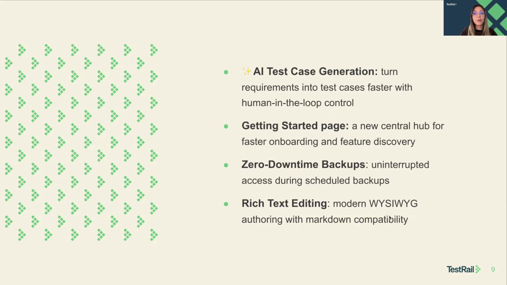But we didn't stop here. By end of summer, we introduced a most expected feature, AI test case generation for cloud, helping teams turn requirements into test cases much faster while keeping full control through a human-in-the-loop approach. Finally, we improved onboarding with a new getting started experience. We introduced zero downtime backups for professional and enterprise, and we rolled out rich text editing to improve the authoring experience across key fields. So it's only fair to say that 2025 was a very strong year in delivery, and we are starting 2026 with the same momentum.